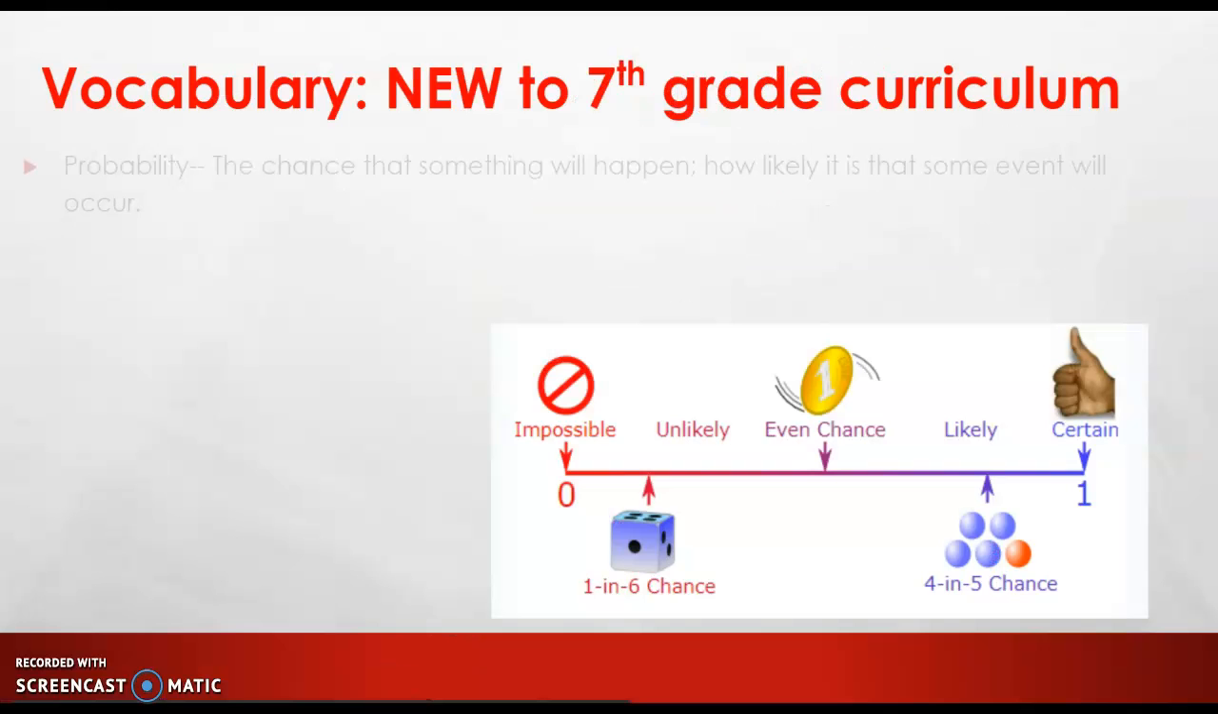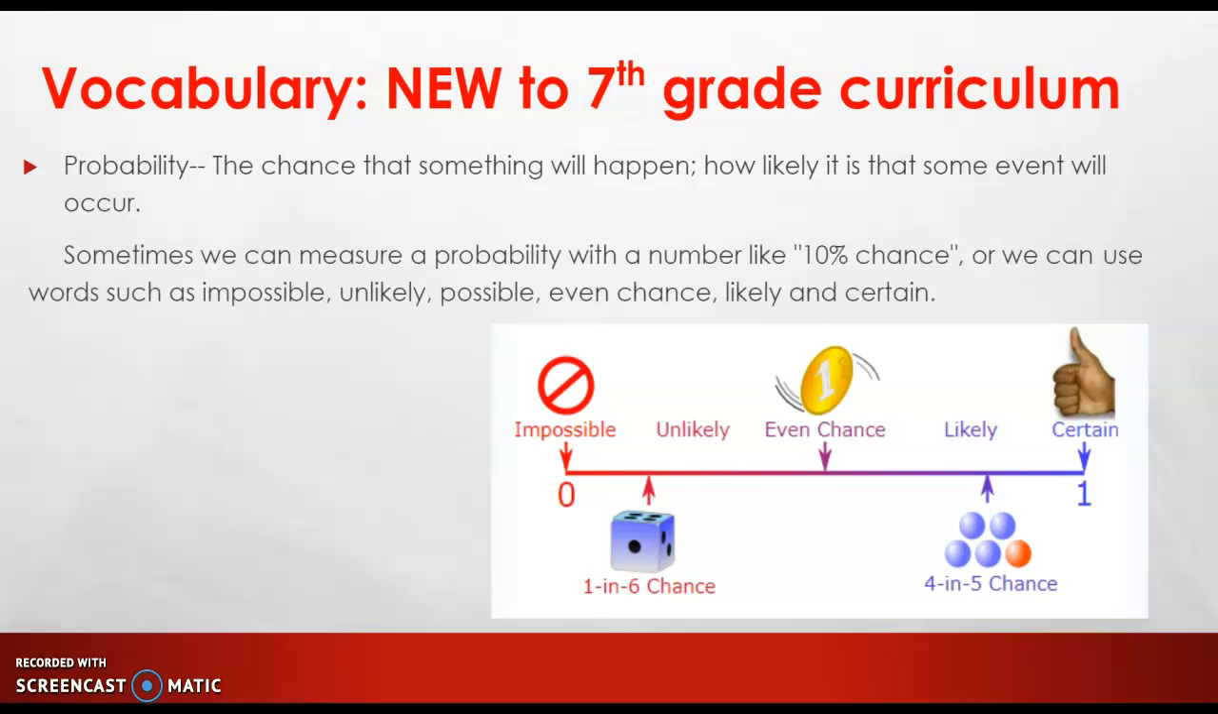Also, if we take a look at this next page, probability is going to be defined as the chance that something will happen, how likely it is that something or an event will occur. Sometimes we can measure a probability with a number like 10%, or we can use words such as impossible, unlikely, possible, even chance, and likely and certain. So if we took a look here on the far left, we see that a 0% or zero chance is going to be equated to something that is impossible.